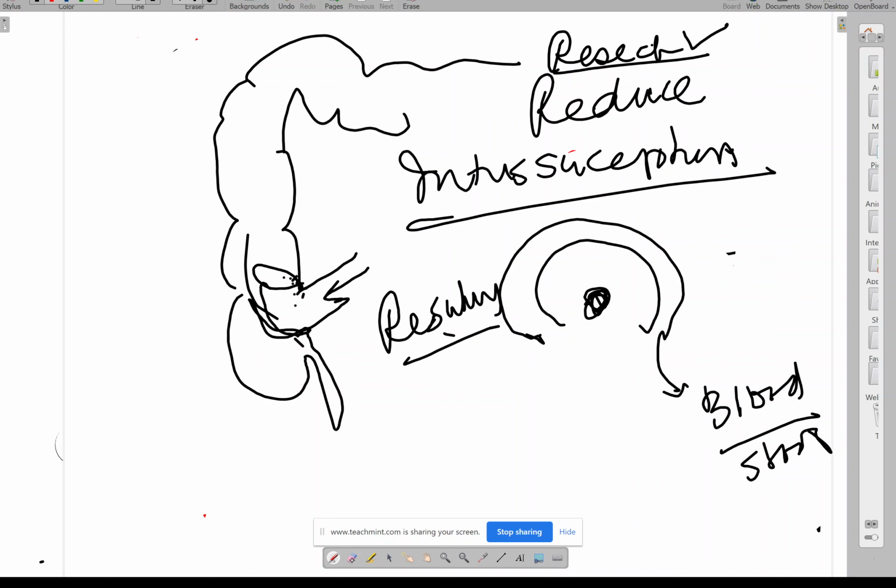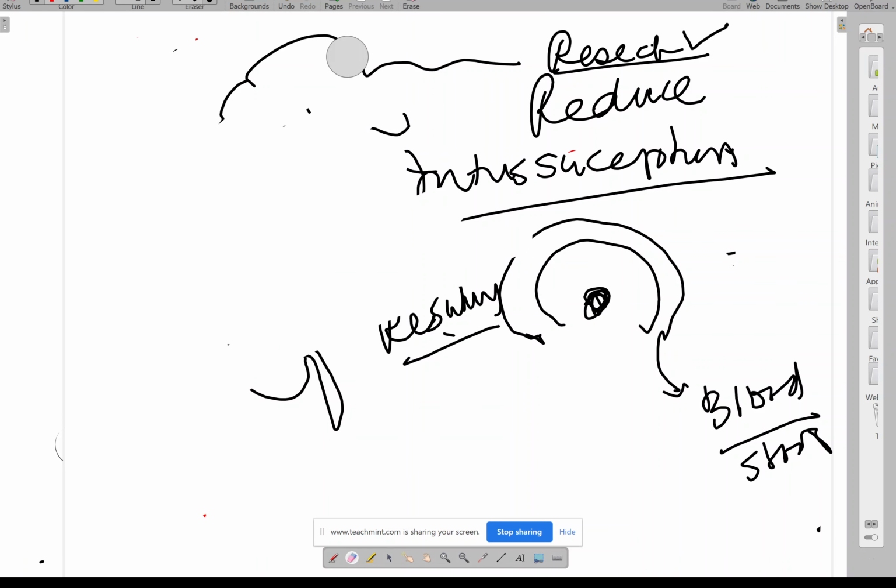Then there is another reason. In the left colon, what is that? Tell me, friends. We don't know.